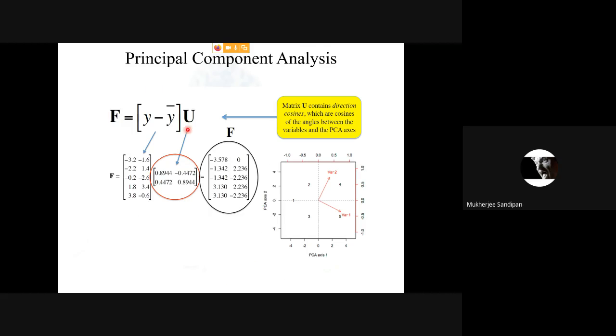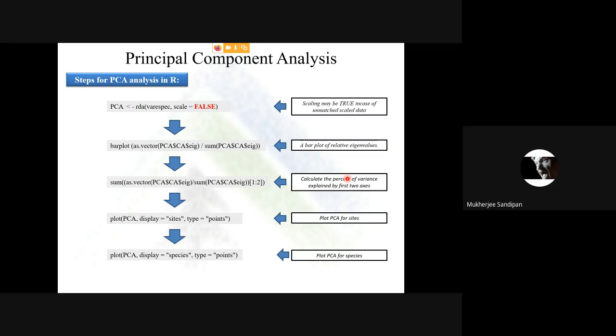Matrix U contains direction cosines, which are the cosines of the angles between the variables and the PCA axes. Finally you come up with the rotated matrix, where these are the principal components, and then you plot them on the axes and link them with variable 1 and variable 2. This is how you carry out your principal component analysis, and you come up with a plot which is comparatively easier to explain. So what are the steps when you do PCA in R?